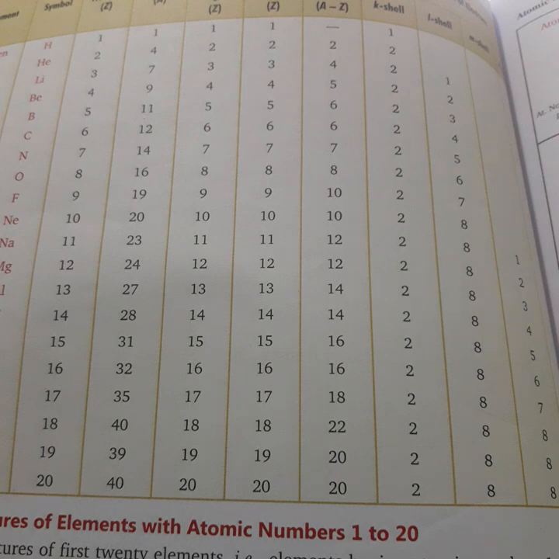Okay, and then how to calculate valency? Valency is equal to the number of valence electrons if there are 1, 2, 3 or 4 valence electrons. But if there are 5, 6 and 7 valence electrons, then valency will be equal to 8 minus the number of valence electrons. Okay, and what are metals? Metals are those elements which have a tendency to lose electrons, and non-metals are those which have a tendency to gain electrons.